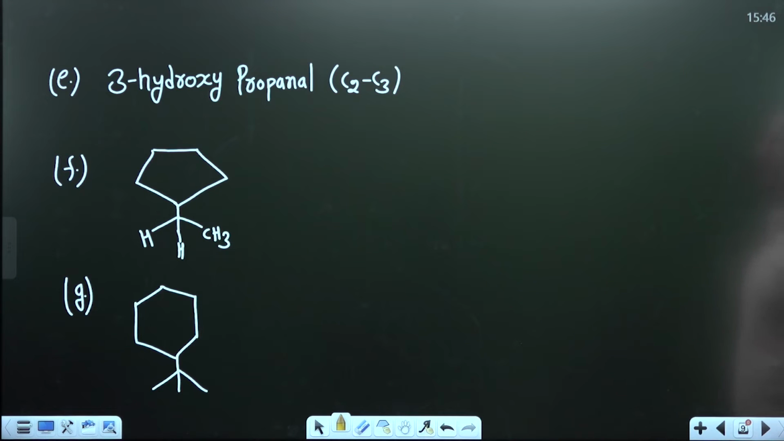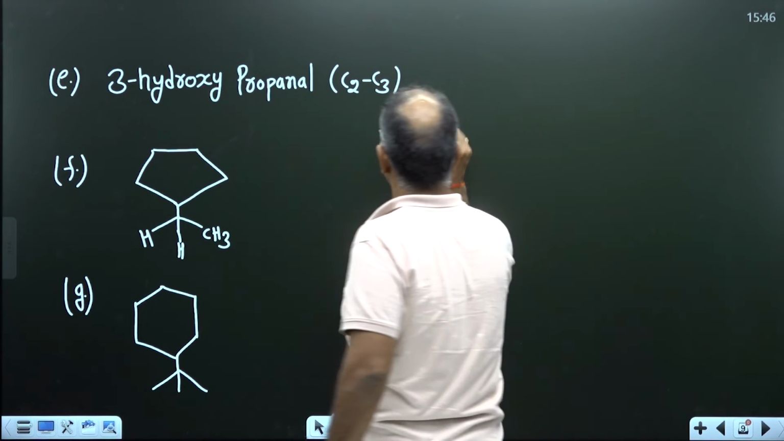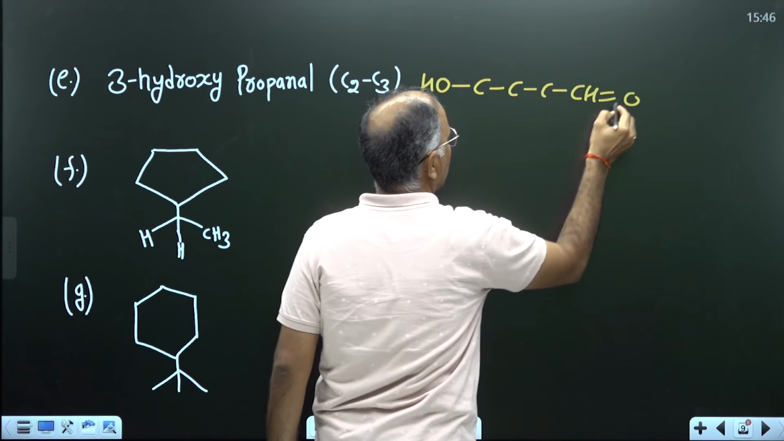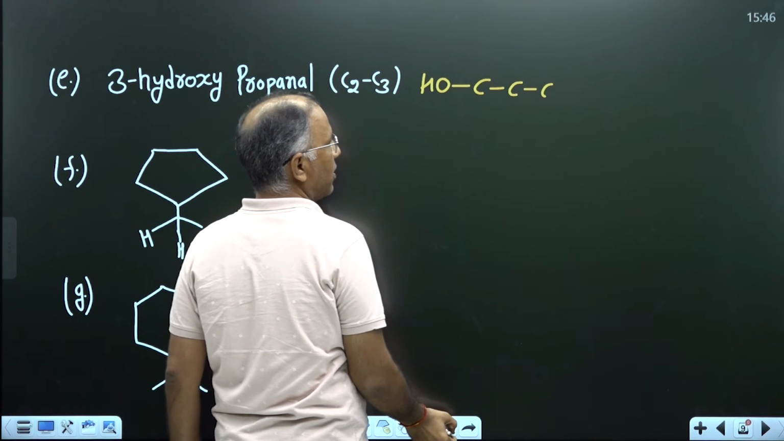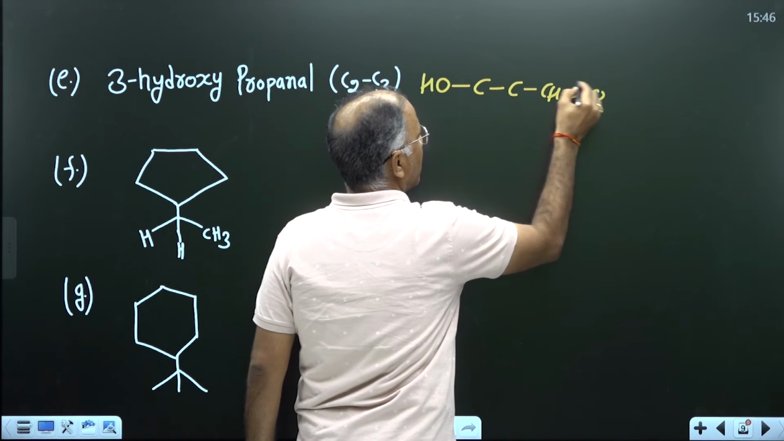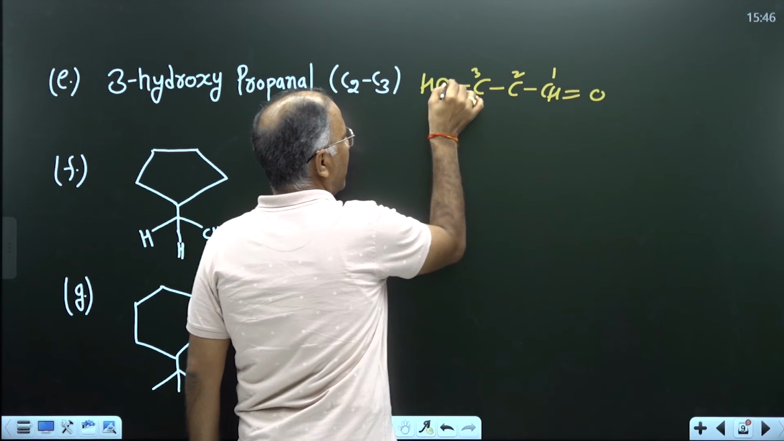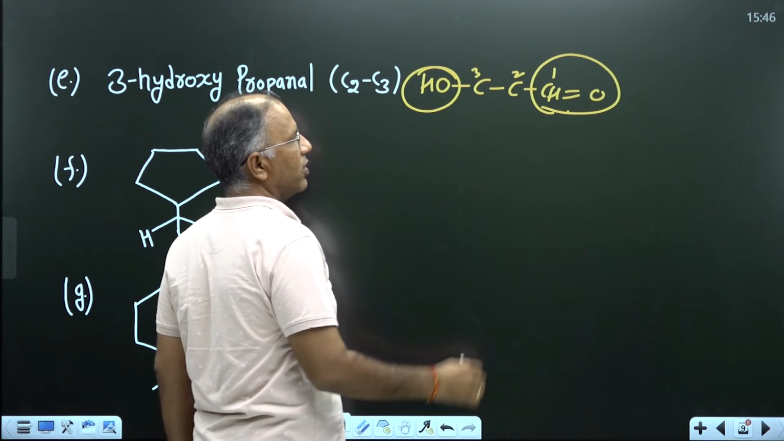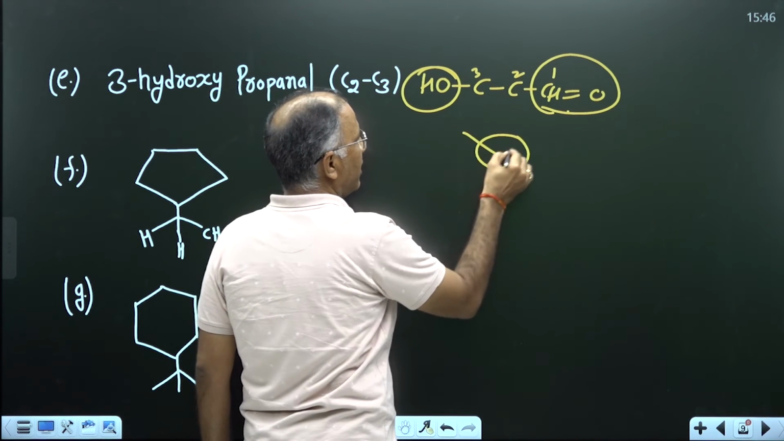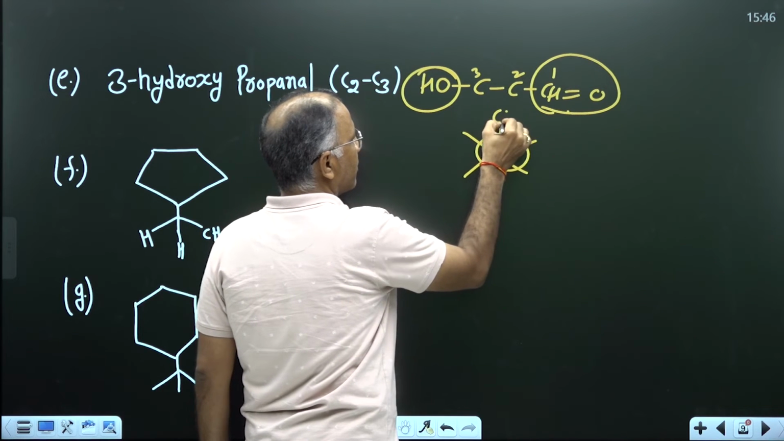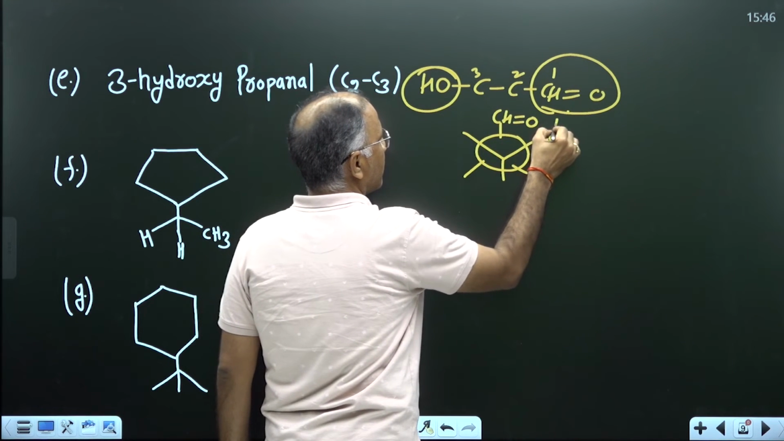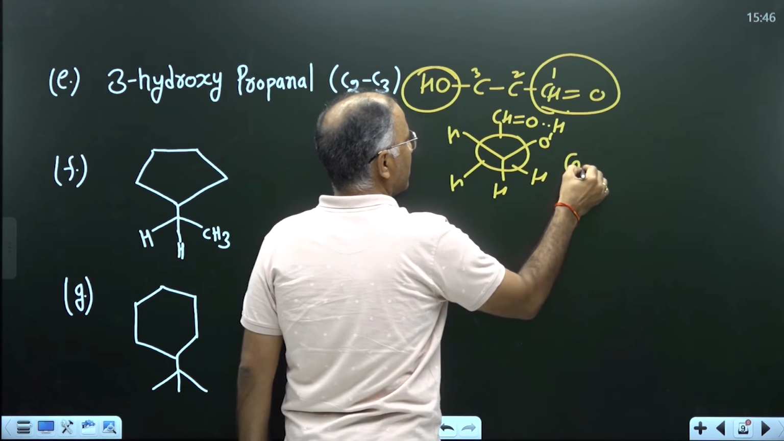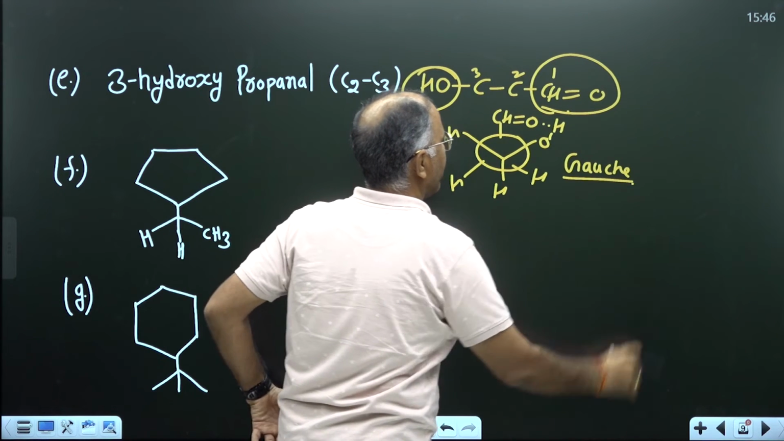Now next, 3-hydroxypropanol. What you have to do? First of all, draw 3-hydroxypropanol. Number the carbons 1, 2, 3. And these two groups can form a hydrogen bond. Yes, they can form a hydrogen bond. This means which one is the most stable conformer? Again, because of the intramolecular hydrogen bond, the gauche conformer is the most stable conformer.